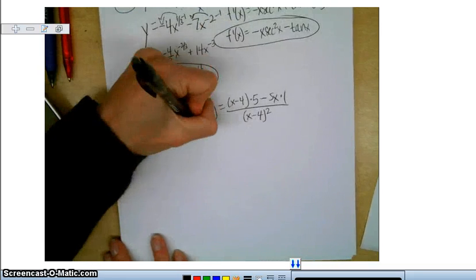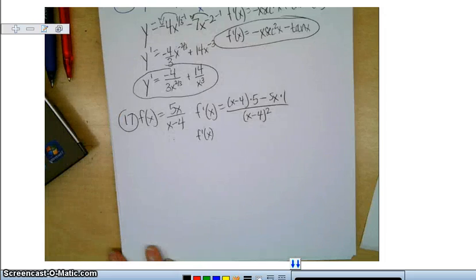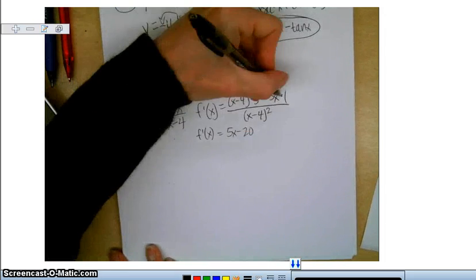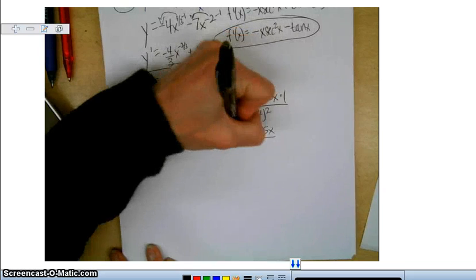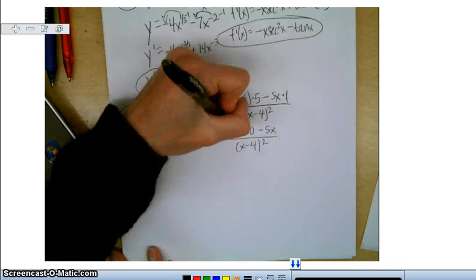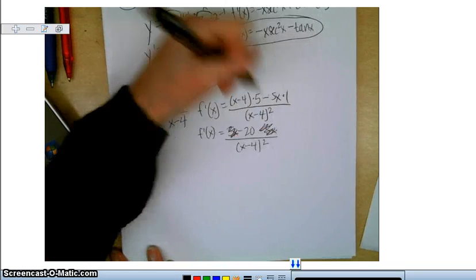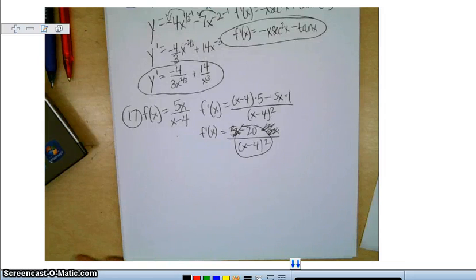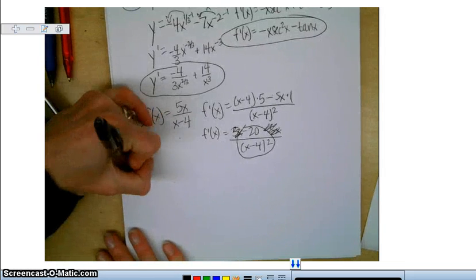Then I'm going to simplify the top by distributing and multiplying, so this will become 5x minus 20, and then minus 5x, all over x minus 4 squared. And the 5x and negative 5x cancel, and so my final answer would be negative 20 over x minus 4 squared. All right, number 18.